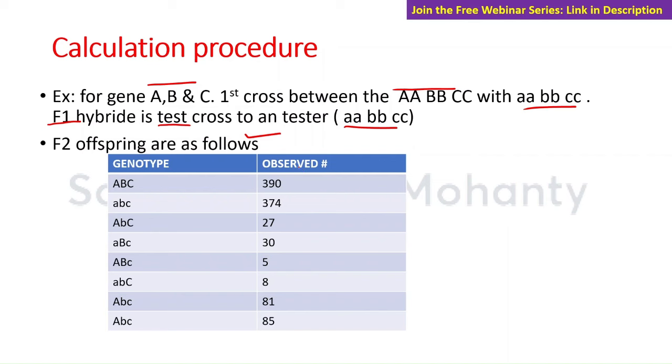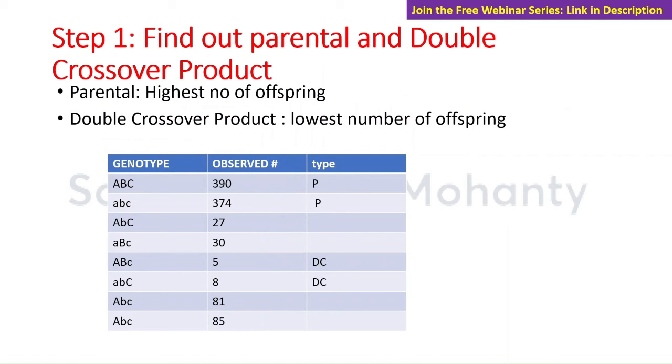The F2 offspring are the most important. In the question, they mention the genotypes of the F2 offspring. You can see A, B, C, small a, small b, small c, small a, capital B, small c, and the number of observed offspring. How many offspring showed this genotype? 390 showed capital A, capital B, capital C. 374 showed small a, small b, small c. So here the first step is we have to find which of the following genotypes are parental type.